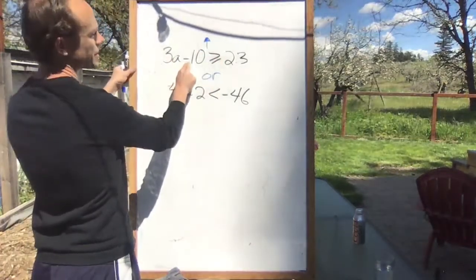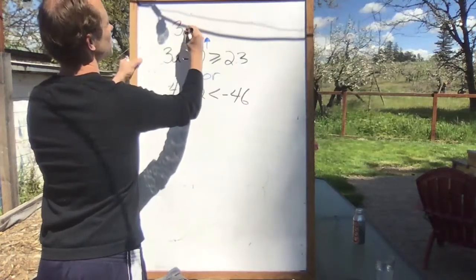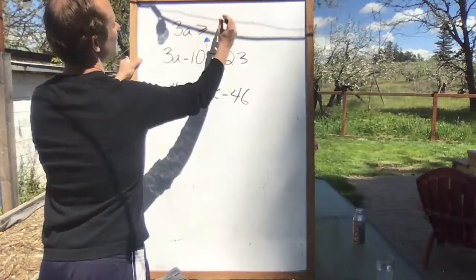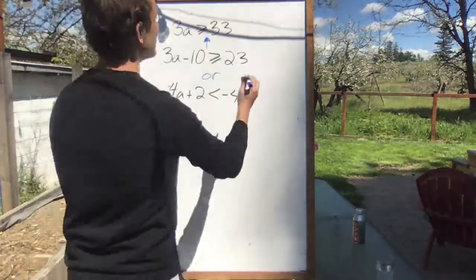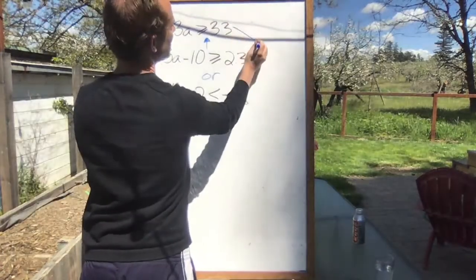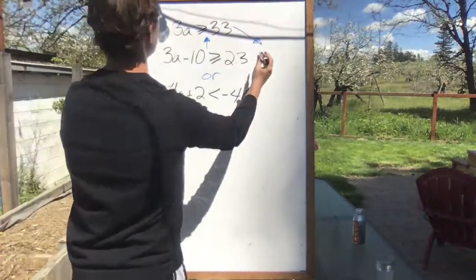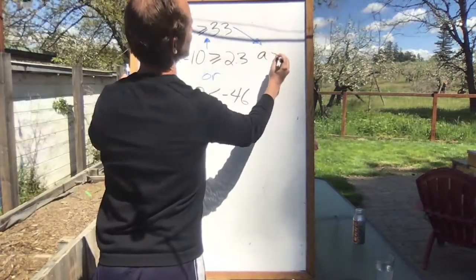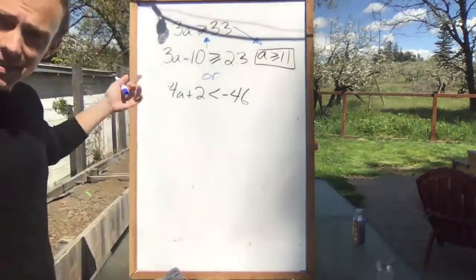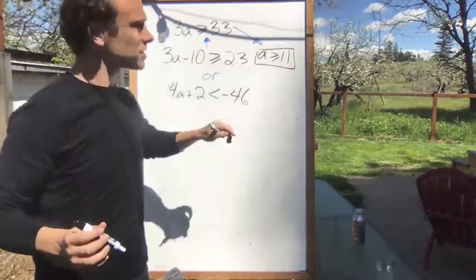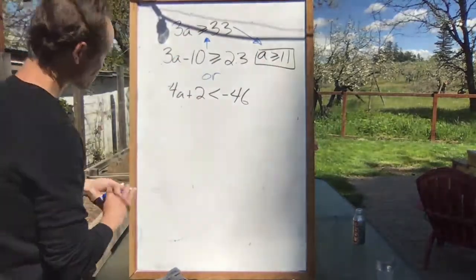So first I'm going to add 10 to both sides for just this top one. 3a greater than or equal to 33. Really nice. Now I've got to divide by 3. How about that? a is greater than or equal to 11. Actually, only 2 steps there. Let's bring it down and knock this one out.